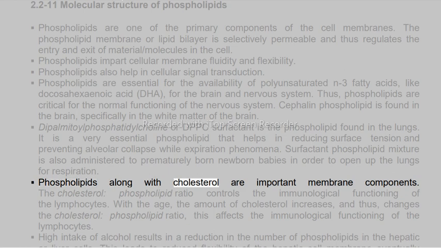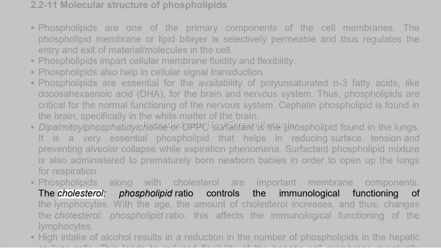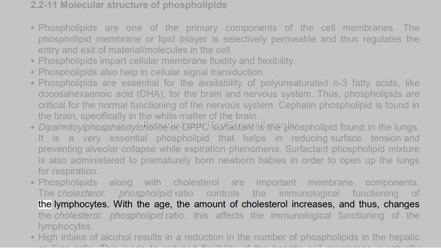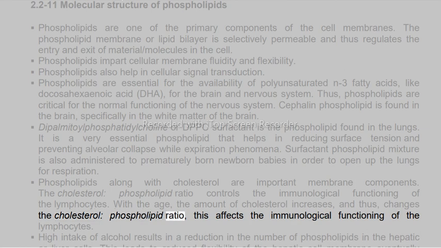Phospholipids along with cholesterol are important membrane components. The cholesterol-phospholipid ratio controls the immunological functioning of the lymphocytes. With age, the amount of cholesterol increases, and thus changes the cholesterol-phospholipid ratio. This affects the immunological functioning of the lymphocytes.